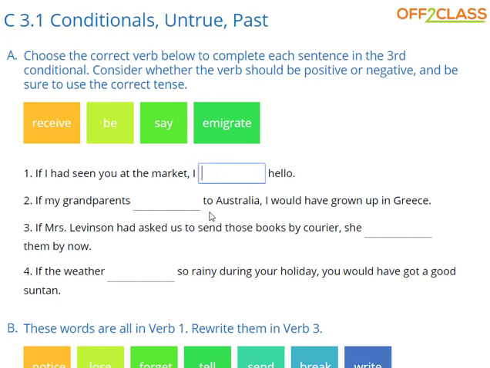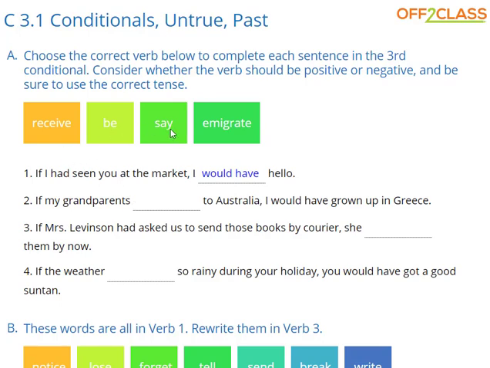So what do you think it is? Would have said. Remember, this is in the past. Remember past tense? I had seen you. If I had seen you, which was untrue, right? I hadn't seen you. It's untrue because I had not seen you. If I had seen you, I would have said hello. If my grandparents went to Australia, I would have grown up in Greece.